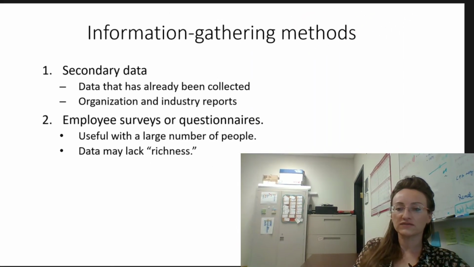One way to gather information is to look for secondary data. SMU is a public body and you'll find information in financial reports. You can also look up collective agreements for unionized employees. You can collect your own data from surveys.